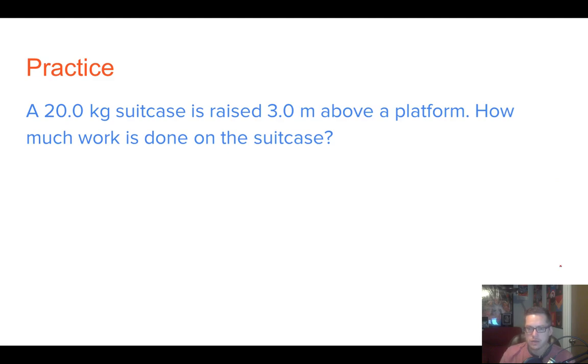All right, so let's try this here. A 20-kilogram suitcase is raised 3 meters above a platform. How much work is done on the suitcase? Well, we know work is equal to F net cosine theta times distance. It's raised 3 meters above a platform. If we're raising it this way, that's the displacement, and it's 20 kilograms. Right now we just have the mass and that displacement. So let's think about this. What else do we need to solve for then?